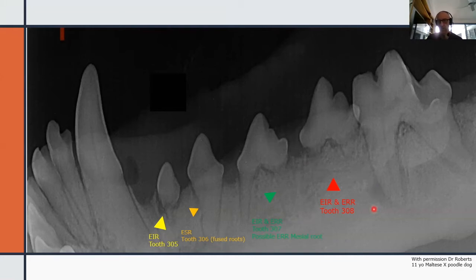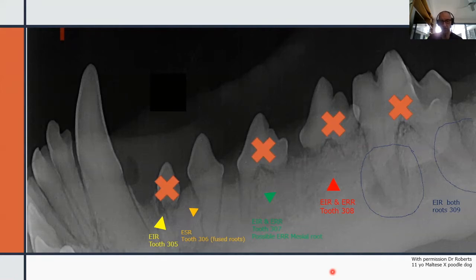If we look at tooth 309, it actually has apical resorption, so external inflammatory resorption occurring around the mesial and distal root of 309. So in this situation, all these teeth would need to be extracted. You could save tooth 306, but in the whole scheme of things, you may decide that it's better to be removed, considering that it's undergoing early stages of tooth resorption.